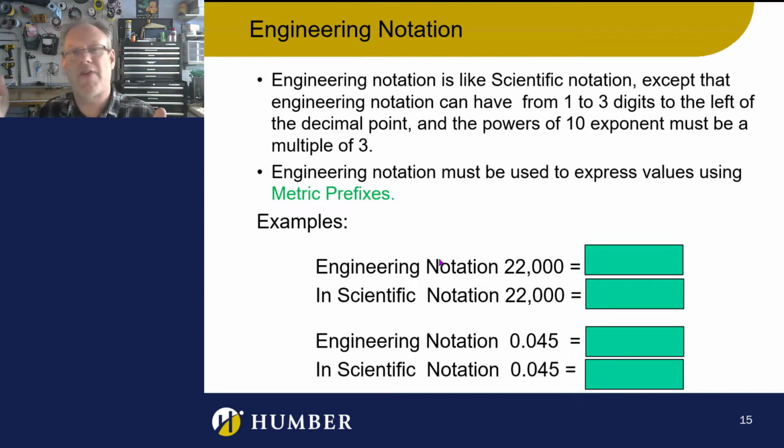The reason we do it to the 3 is because that is 1,000, and another 1,000, and another 1,000, and another 1,000, and that's how metric prefixes work. They're always just 1,000 times more than the one before or after it. So we have to do that. Let's just show an example here.